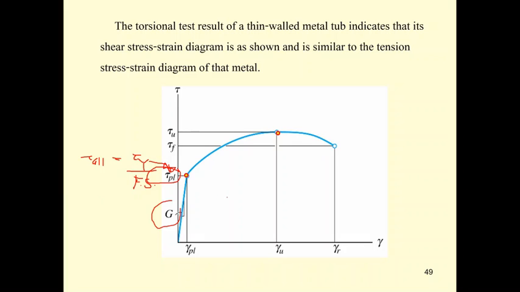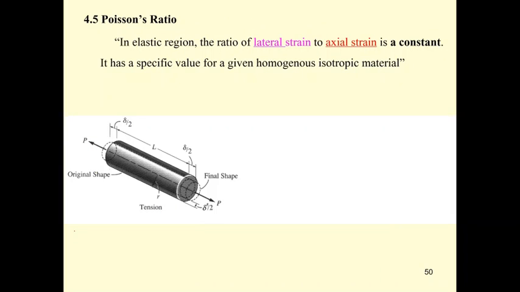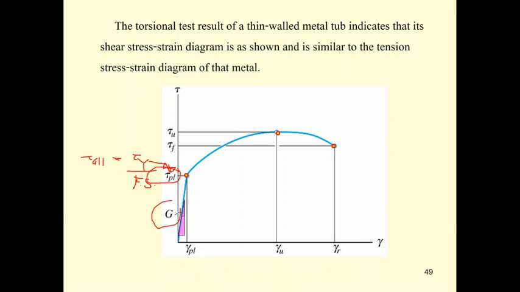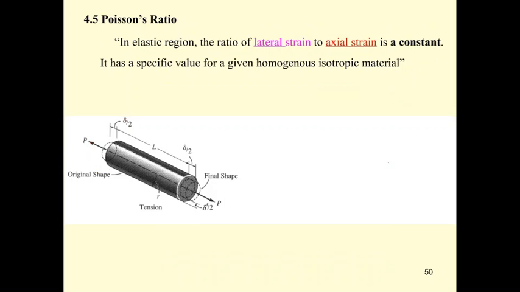Next, okay, we go further to the Poisson ratio. Talking about the Poisson ratio is important because when we talk about the G, actually we can determine the G from the equation of E divided by 2 times 1 plus the Poisson ratio. Okay, and next we go to the Poisson ratio.